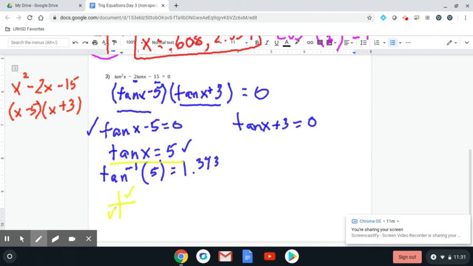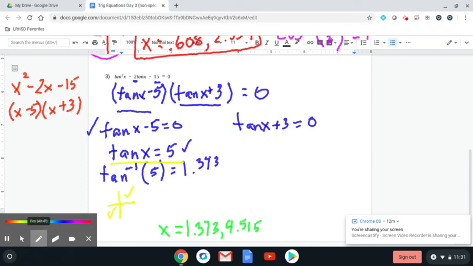So if I want to write my final answers, I'll write them on the bottom. So far, in quadrant 1, I have 1.373. And then in quadrant 3, when I do pi plus 1.373, I end up getting 4.515. Okay, so those two are definitely a part of your final answer, but you're not done yet, because there's still this right side over here that we have to worry about. So the left side's done, but now we just have to go back and focus on that right side.